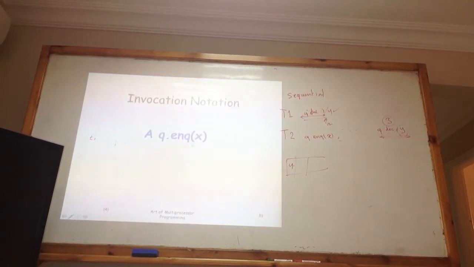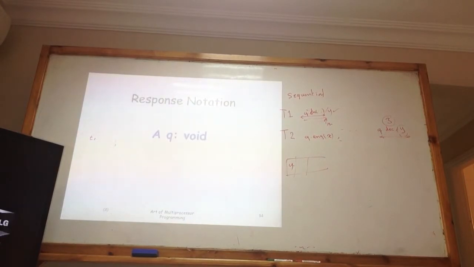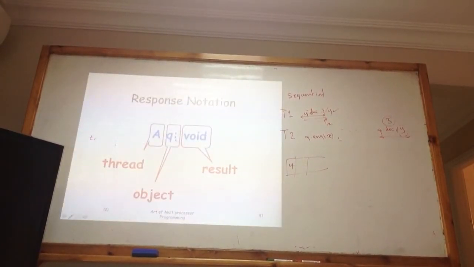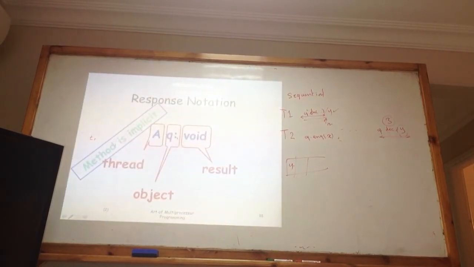A.Q.enqueue(x): A is the thread, enqueue is the method, Q is the object, and x is the argument. This means that A has issued an enqueue operation on the object Q with the argument x. For the response, you specify that A has received a void result from the object Q, and you don't put the name of the method. This is sequential, so it should follow the previous one.